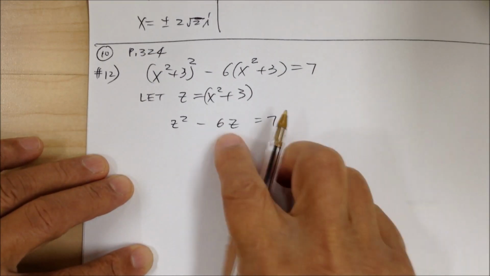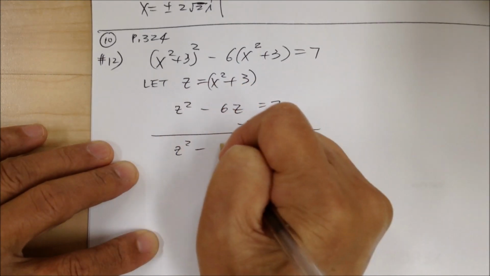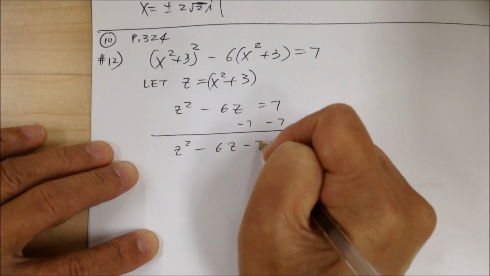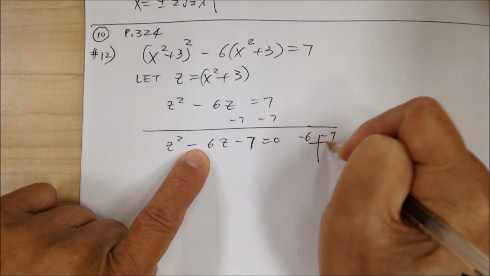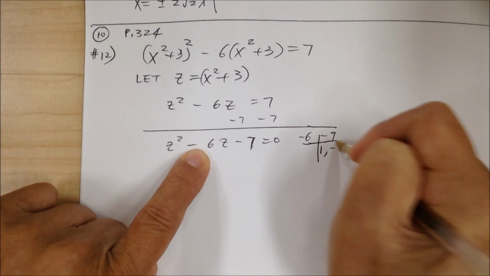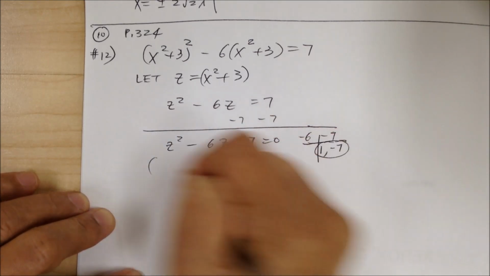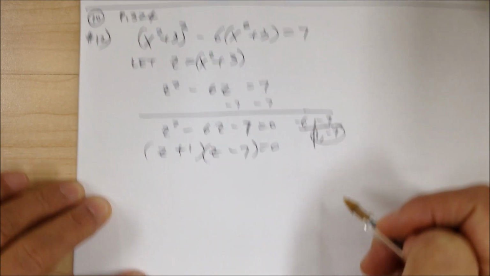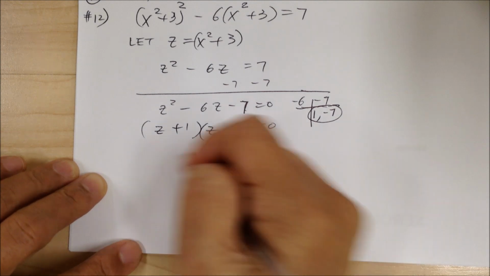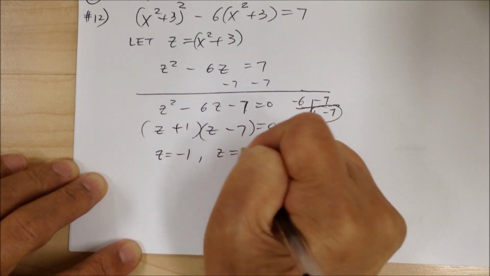I'm going to make it equal to 0, so I can do the solving. Let's go and do factoring. So you got negative 6, negative 7. So 1 comma negative 7, and that's the correct combination already. So it'll be plus 1 minus 7. And once you get over here, you solve. So you're going to get z equal to negative 1, z equal to 7.